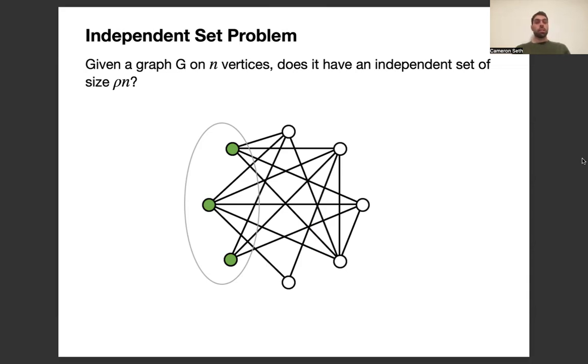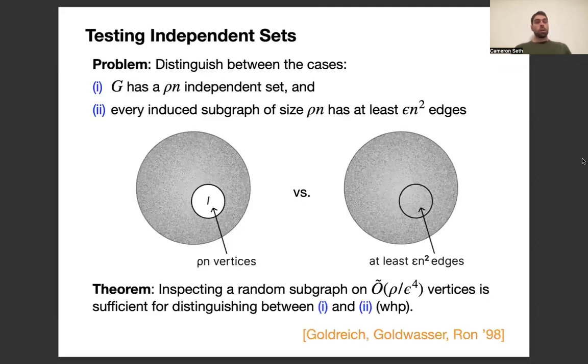So this is one of the classic NP-complete problems, so it's believed to be hard to solve. And in fact, it's even hard to approximate this problem. But it turns out there's a property testing version of this problem that is easy to solve. So in this version of the problem, we want to make it a little easier. So now we just want to distinguish between the cases that the graph has an independent set of size rho n and the case that every subgraph on rho n vertices has at least epsilon n squared edges. And for graphs that don't fit into one of these two categories, we don't worry about those inputs.